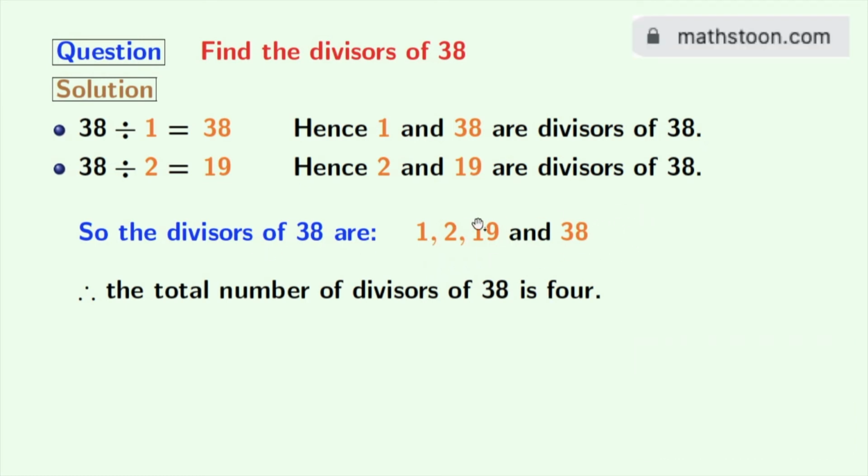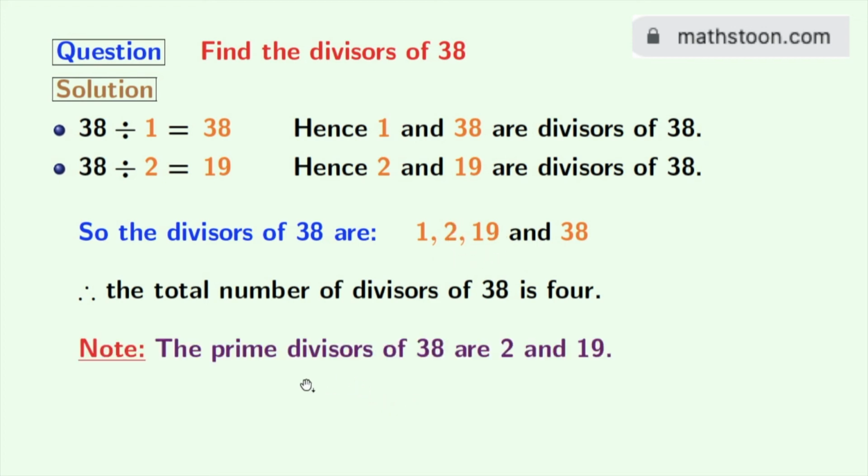Now we will look at these divisors. Look that 2 and 19 among these numbers are prime numbers because these two numbers do not have any divisor other than 1 and this number itself. So the prime divisors of 38 are 2 and 19.